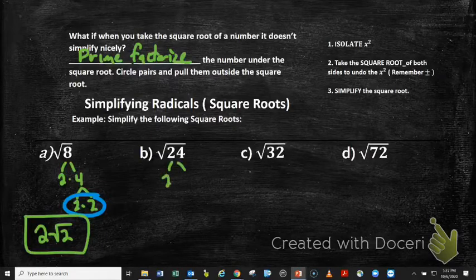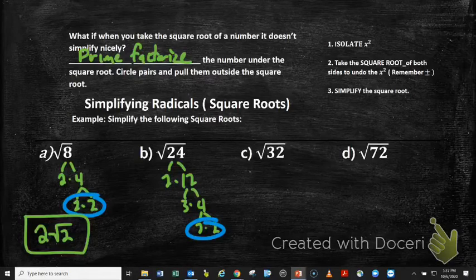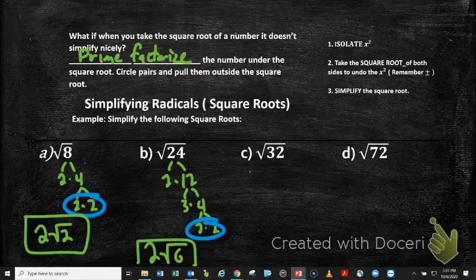I can break this down as 2 times 12, and then that can be broken down as 3 times 4, and 4 can be broken down as 2 times 2. And so the only pairs I have are 2 times 2. So I'm going to pull one of those 2's out. And what's left over is 3 and a 2. But those are multiplied because those are factors. So I'm going to multiply those together to get 6. Notice I'm not putting a plus or minus because I'm not solving anything to get an equation.